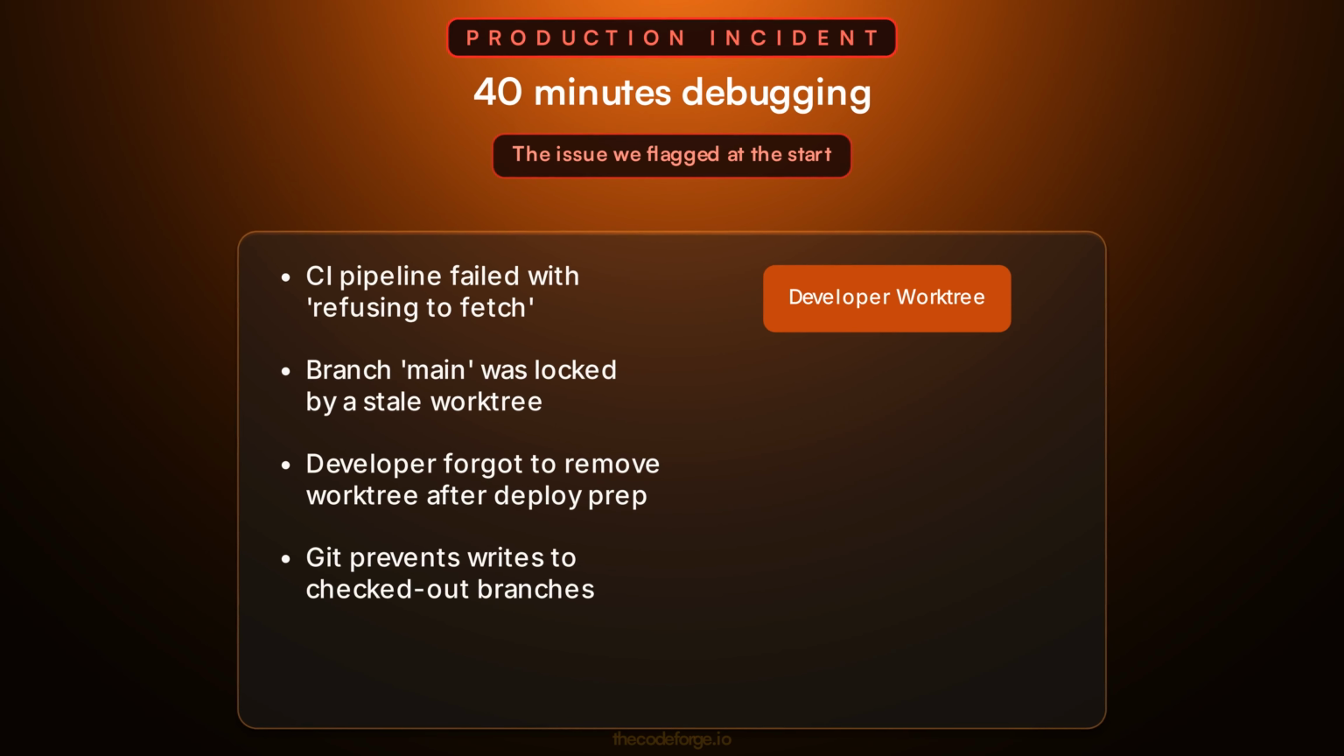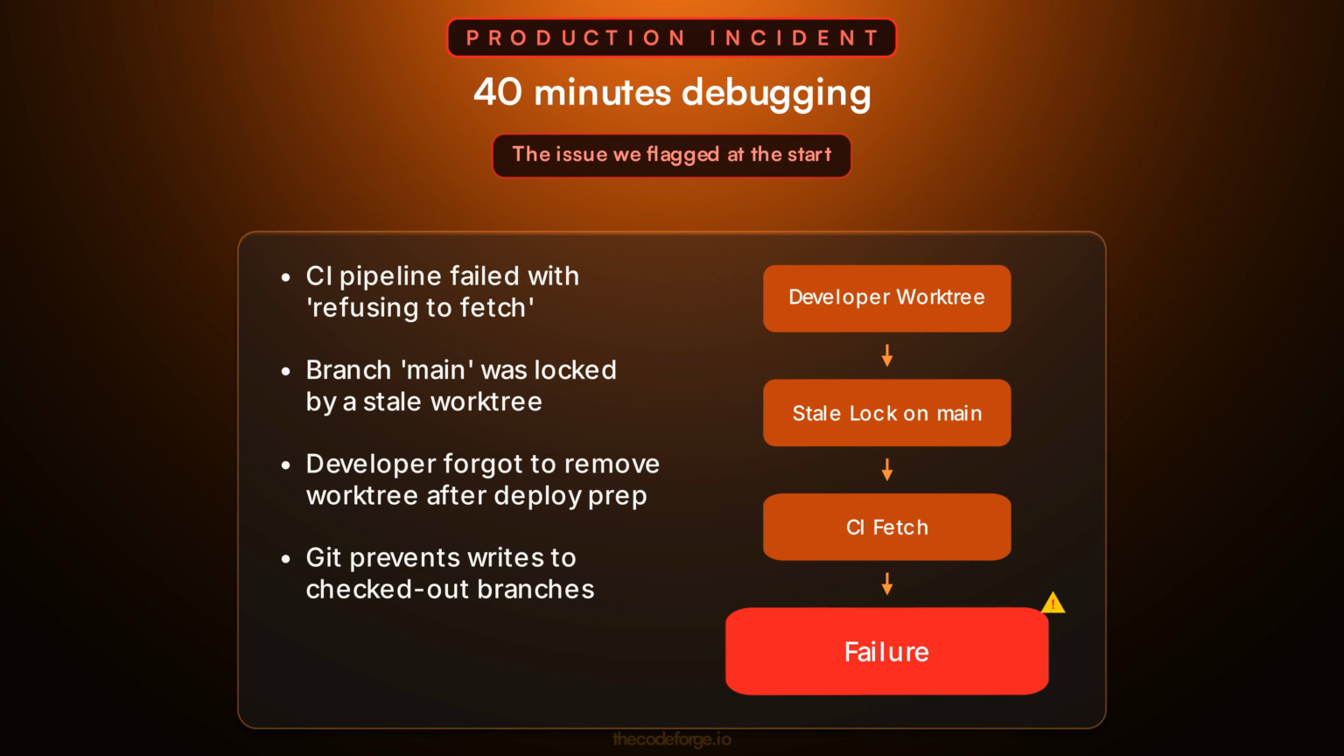This is the same issue we highlighted at the start. Here's exactly why that happened. A developer created a worktree for deploy prep, then deleted the directory without running git worktree remove. The branch main remained locked in Git's metadata. When CI tried to fetch, Git refused because main was still checked out somewhere, even though that directory was gone.